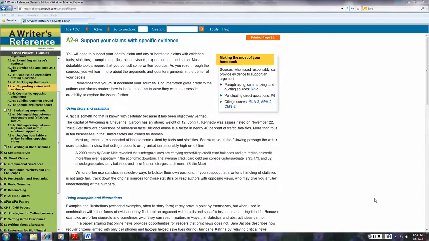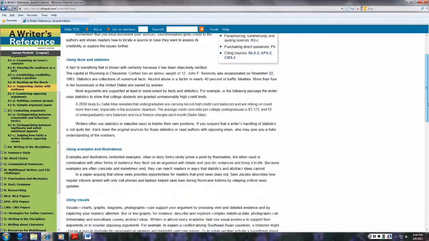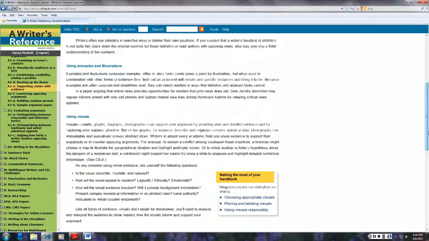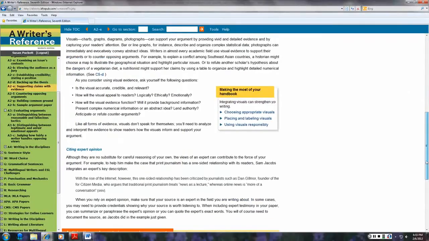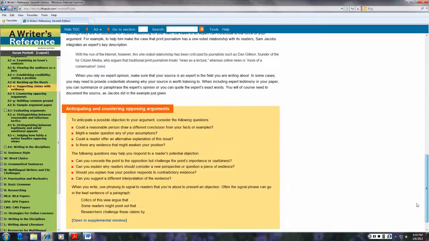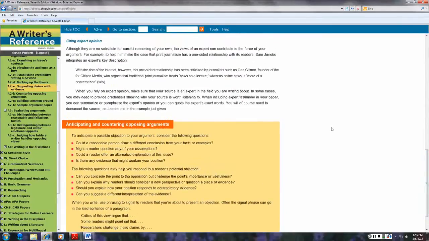Again, we're looking at logos. How does a writer appeal to reason? We use specific evidence. We're going to scroll through this. We use facts and statistics. We use examples and illustrations. We may use pictures. We can cite expert opinion or authorities, which also can go to credibility, that other authority. And we anticipate and counter opposing arguments. This is one of the things that's particularly important. Good argument doesn't just present one side. It presents both sides and then lets the reader make an informed decision.